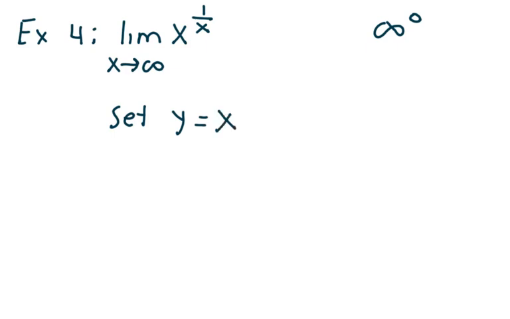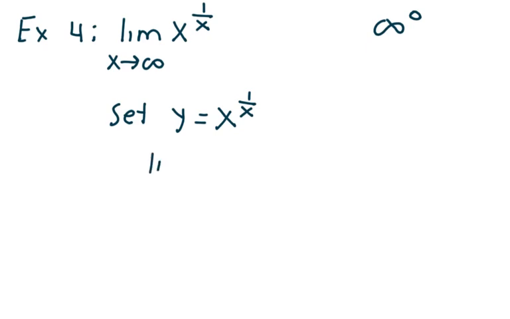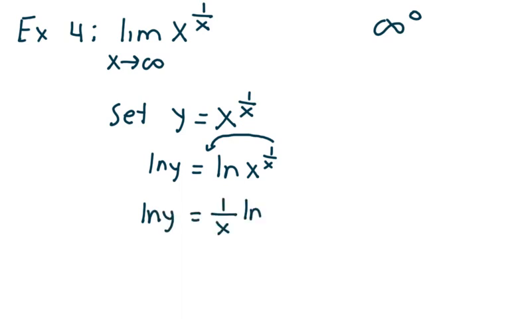So this is how you approach a problem like this. We're going to set y equal to x to the 1 over x. Now, what we're going to do is take the natural log of both sides. So natural log of y is natural log of x to the 1 over x. Okay? Now, I'm going to move the 1 over x to the outside of the log. So natural log of y is 1 over x ln of x.